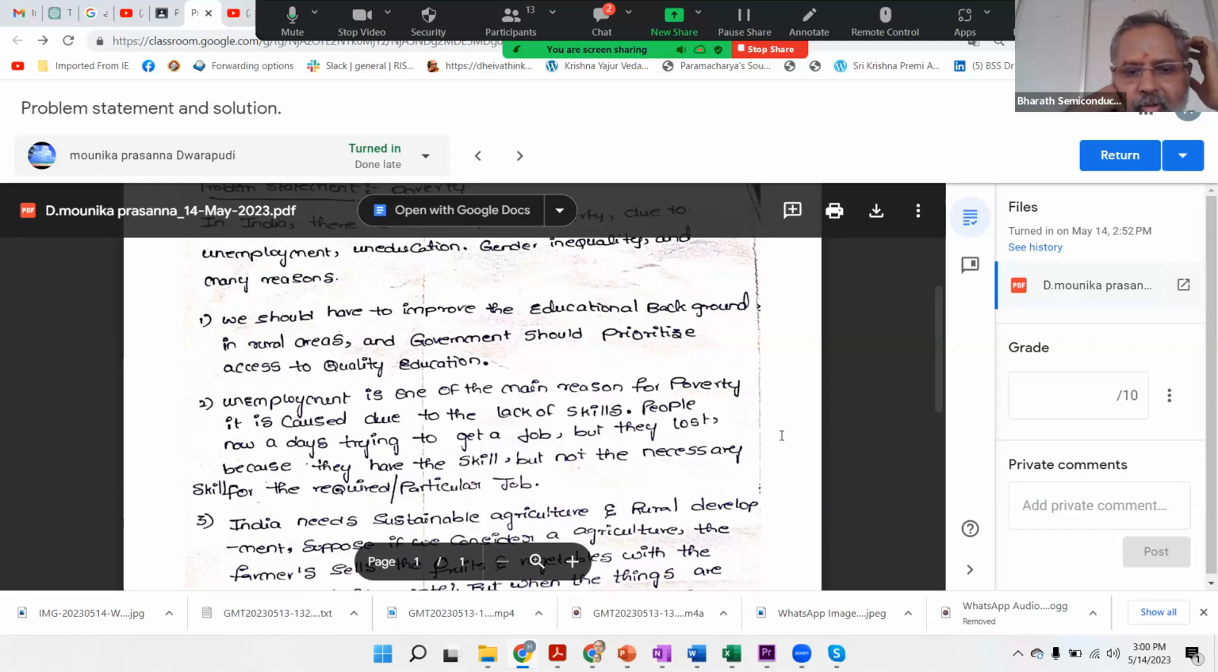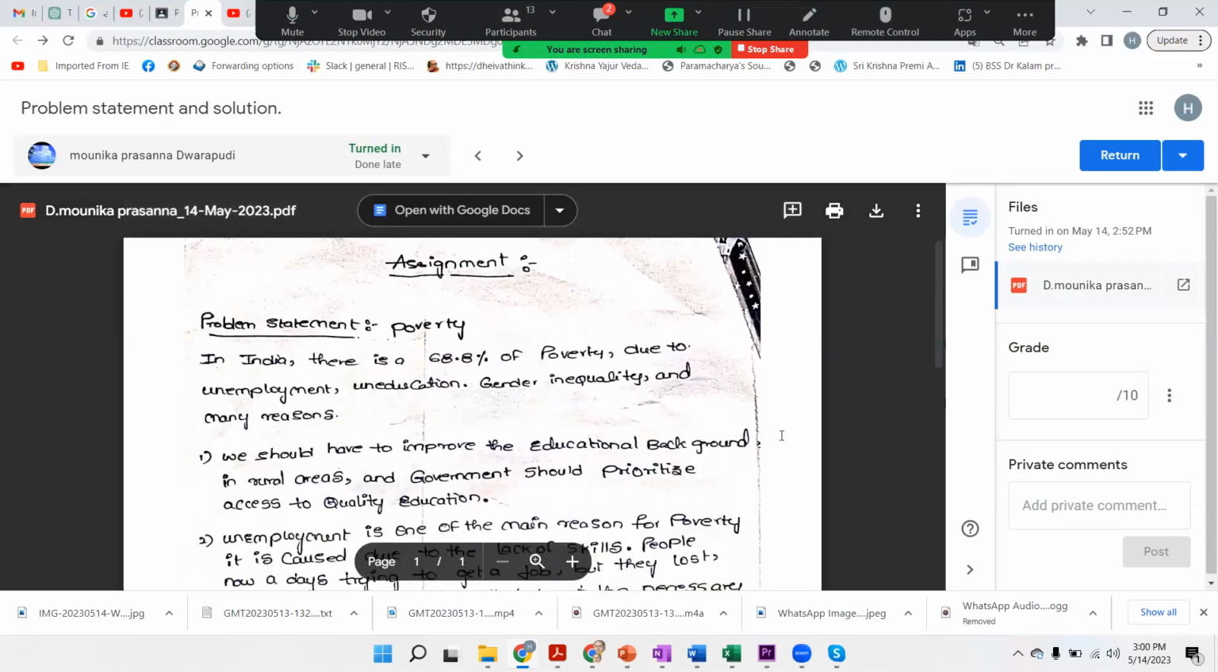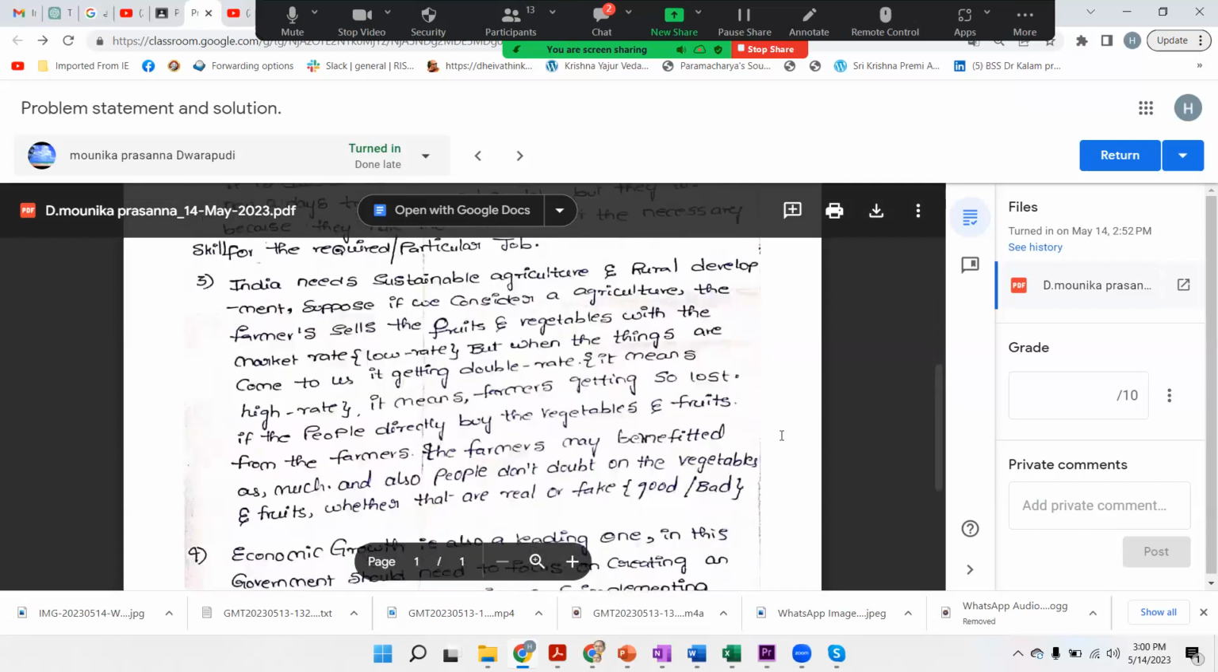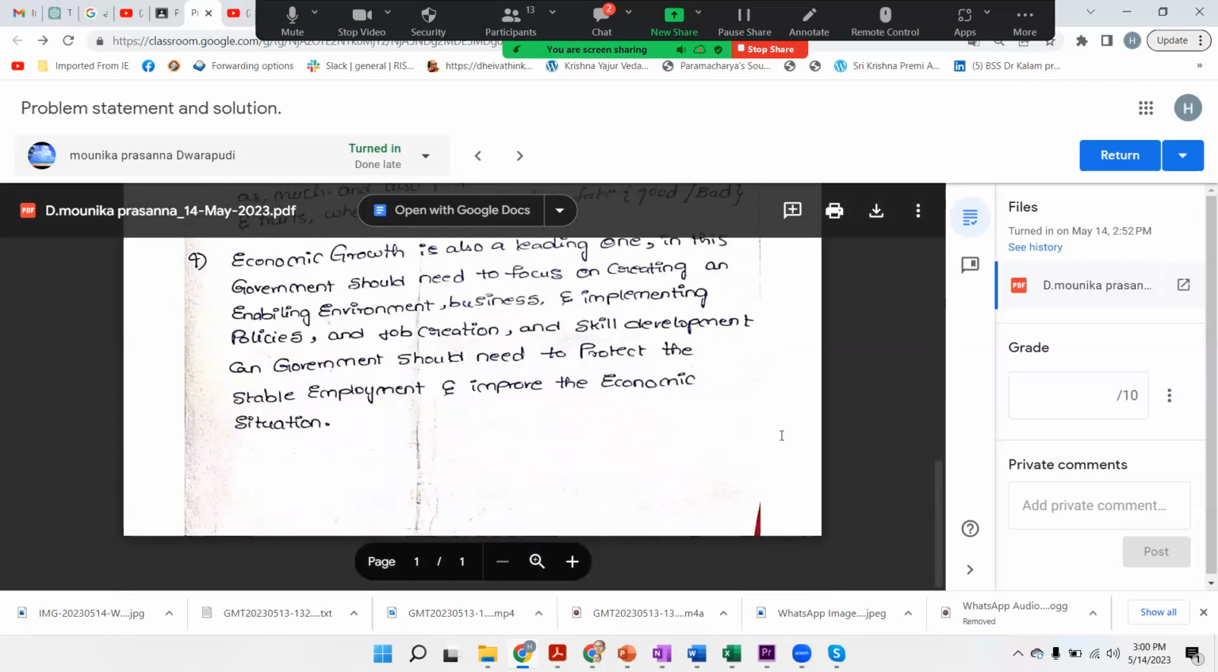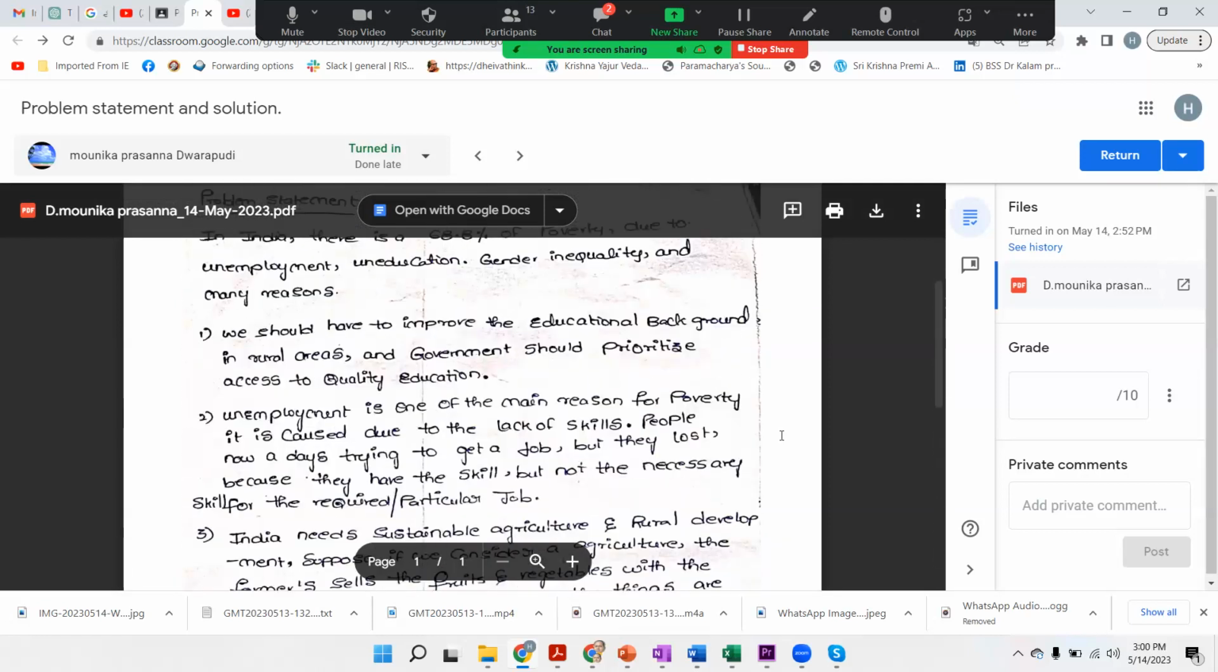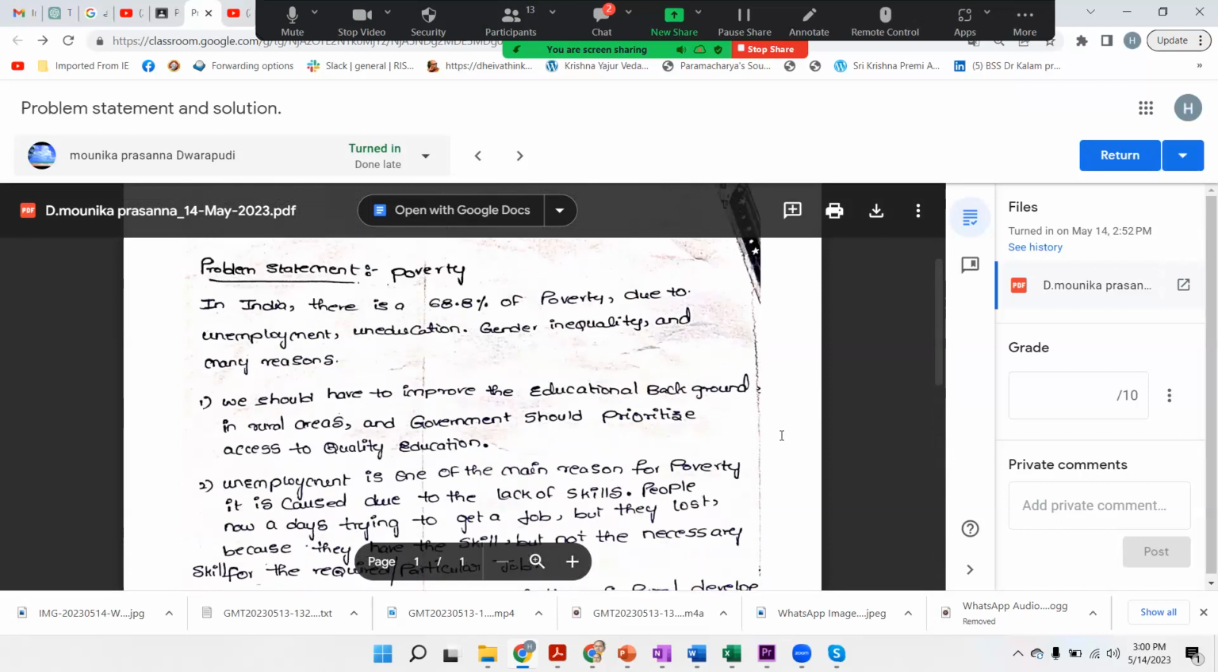Very good. What is the solution? You tell the solution, maybe I missed something. What is the solution to the three problems? Where did you write that? As with agriculture, if we directly buy vegetables from the farmer, people need to buy the vegetables from the farmer. Farmers may be benefited.